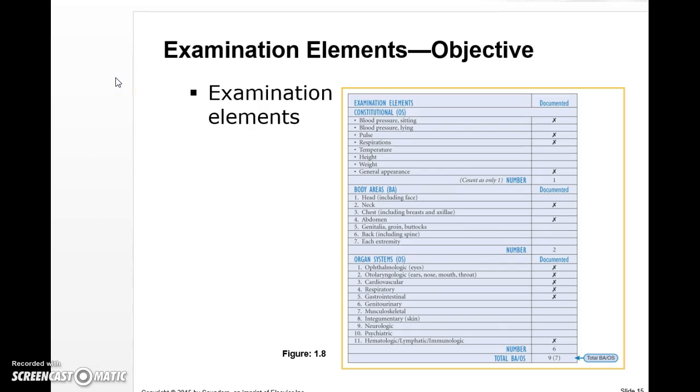Here we go. Examination elements that are objective. Again, this is the doctor's findings. You can see right over here what is documented in constitutional.